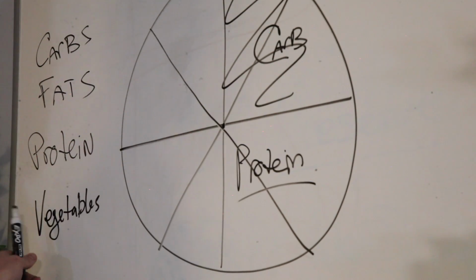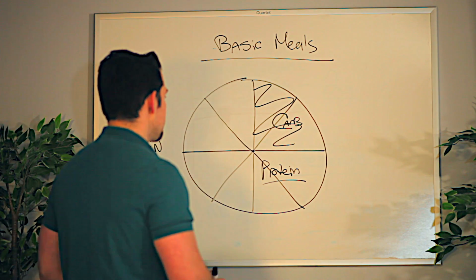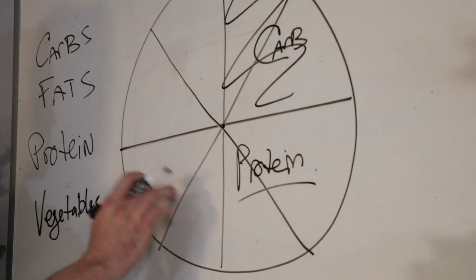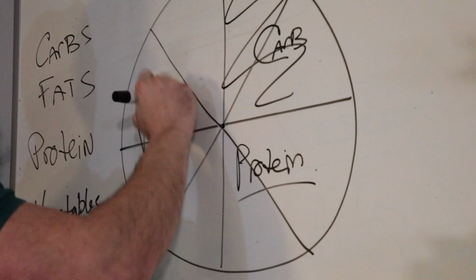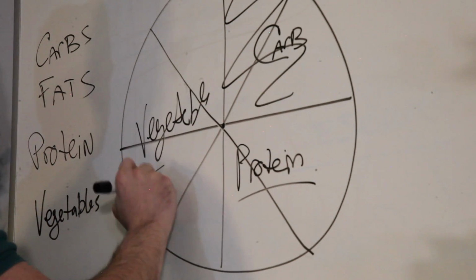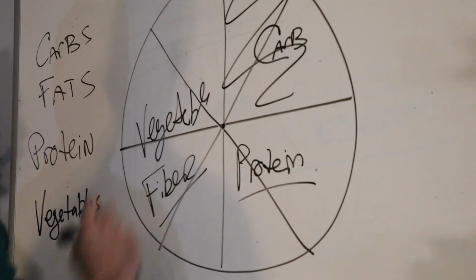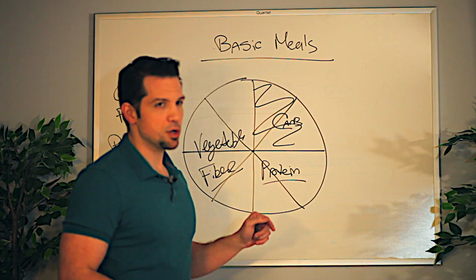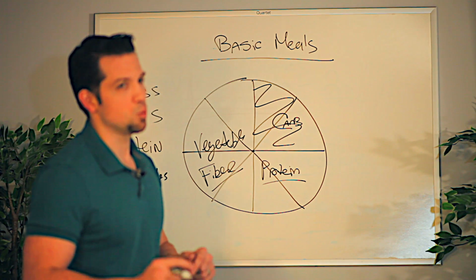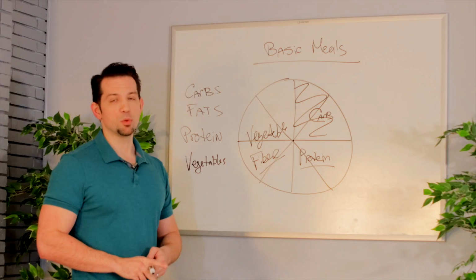Protein you can also have as a vegetable. Now the other 4 slices of this really should be vegetables or anything that has a lot of fiber to build bulk. And with your protein and your fiber, you can add in a little bit of fats as well. So how you make that protein would be important.